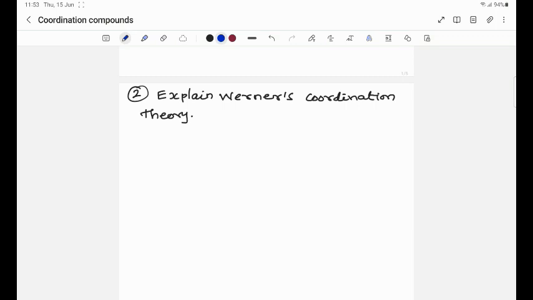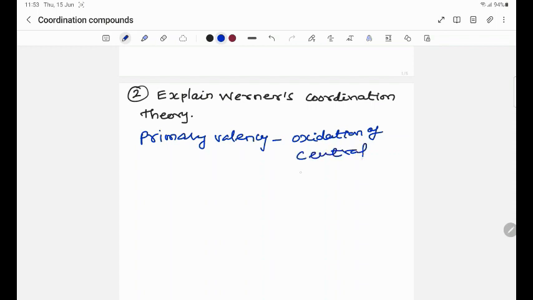Okay, next important question from coordination compound is Werner's theory. Explain Werner's coordination theory. In this theory, we will be learning about two things, primary valency and secondary valency. What is primary valency? It is the oxidation state of the central metal ion or atom, and it is ionizable. Non-directional and ionizable, and this primary valency is equal to the oxidation state of the central metal ion.